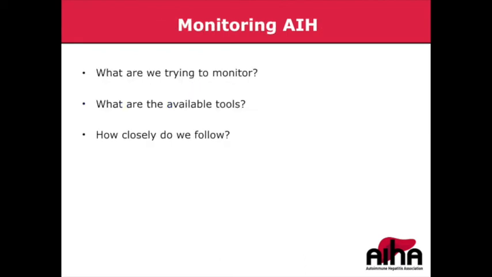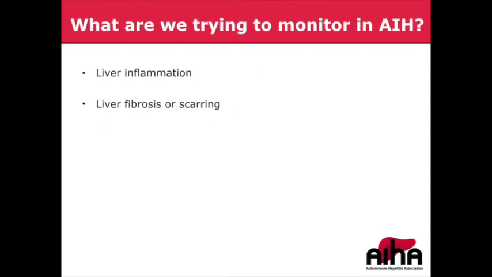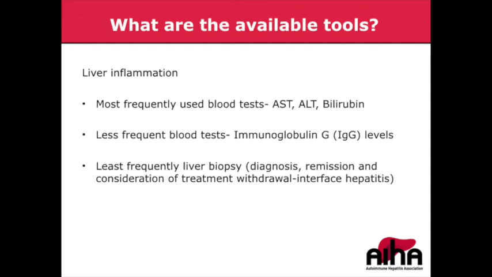So in terms of monitoring autoimmune hepatitis, what are we really trying to monitor? Well, it's inflammation largely, but of course also the scarring. What are the available tools, and how closely do we follow patients? So if we tackle these questions one by one and look at the things we're trying to monitor, again, liver inflammation is the key. And liver fibrosis or scarring is also important because we want to monitor patients, make sure they're not progressing with scarring and on their way to develop cirrhosis over time.